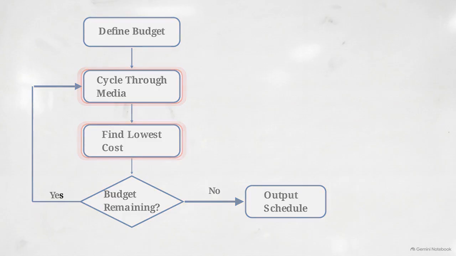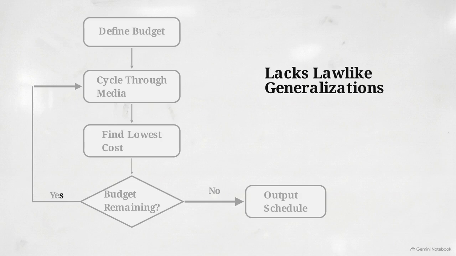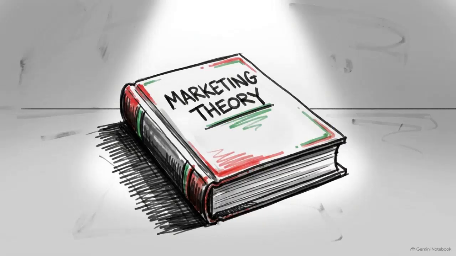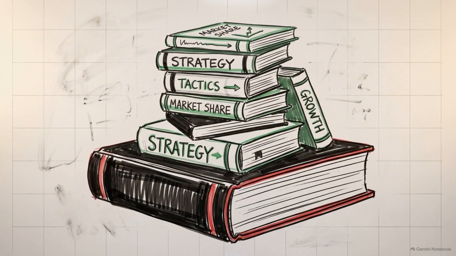Because these steps prescribe action rather than articulate market laws, the model cannot scientifically explain performance. It is a pure decision tool. This brings us to the golden rule of marketing science. Valid normative models must be constructed upon a solid foundation of positive theory.